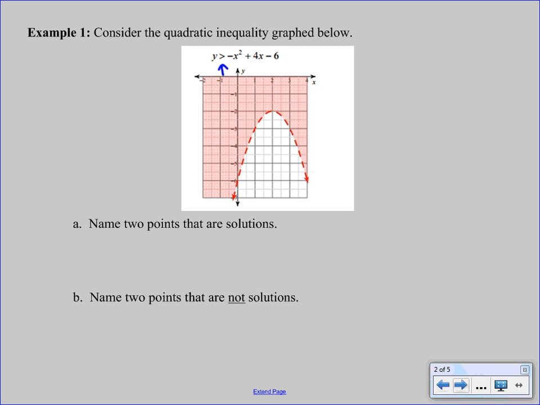And then if you think back to what we were just talking about with the shading, we shaded above the parabola because we had the greater than symbol.